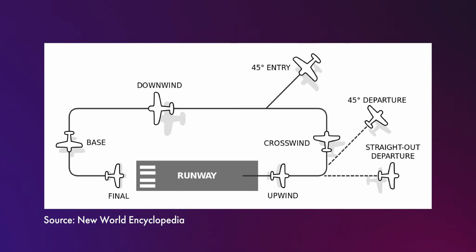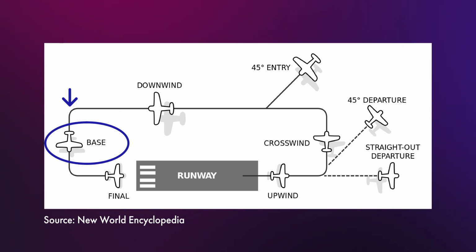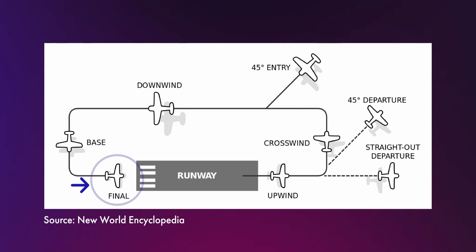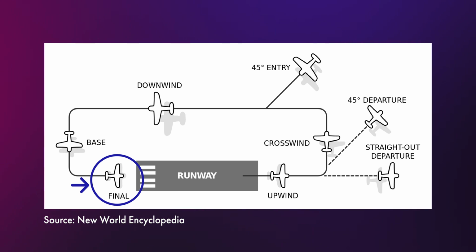Then, the plane will make a left turn perpendicular to the runway. This is known as the base leg. And then finally, the plane will turn left again and make a final approach for landing. Knowing this pattern is really going to help you out in answering any of these kinds of questions that are related to aircraft flight patterns.